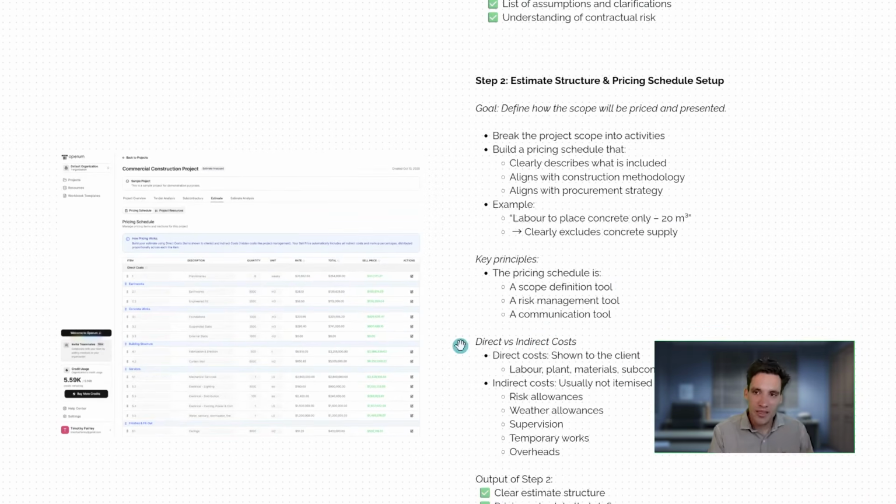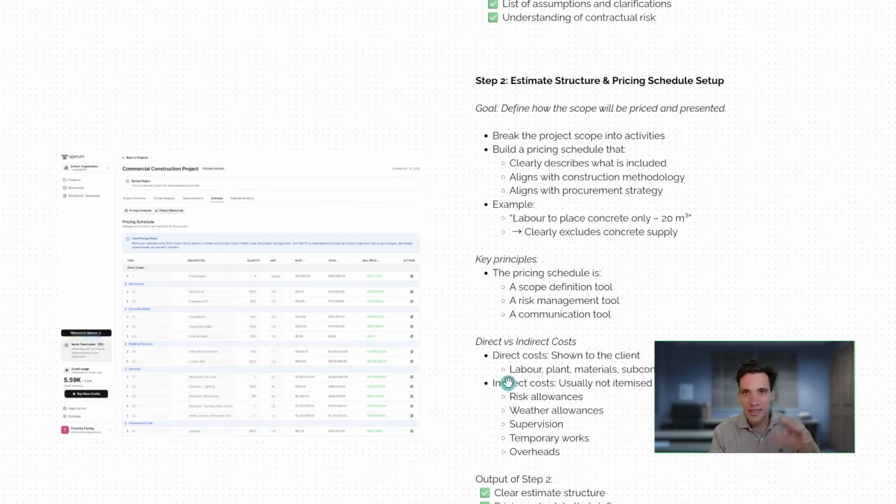So really, the pricing schedule is going to be the key way we check that we're pricing the entire project scope. It's going to help us define and understand the scope. It's going to help us manage the risk and uncertainty with our price by showing things like quantities that we've relied on and used, but also to communicate our scope to the client.